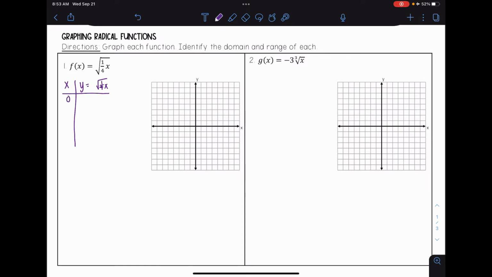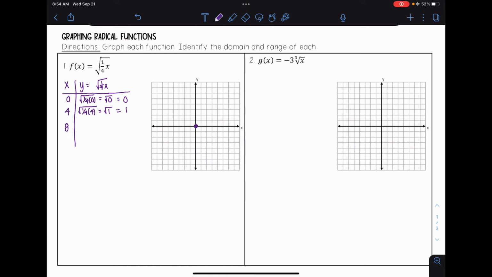And then just to make my life easier, I'm going to use values that can easily be divided by 4. So I'm going to do 4 next, and then 8. Plugging those in, I have the square root of 1/4 times 0, which is the square root of 0, which is just 0. So that's my first point, at (0, 0). Next one, I have 1/4 times 4. Well, 1/4 times 4 is just 1, so the square root of 1 is equal to 1. So my next point is at (4, 1).